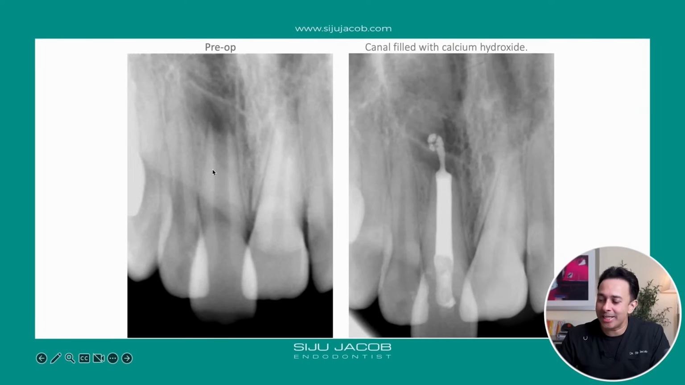This was from almost 20 years ago when we weren't using MTA a lot and the patient couldn't afford it. So what we did here was the patient came with an abscess, so I drained it out and then filled it with calcium hydroxide. You can see it's a bit thick here, and the reason it looks a little more radiopaque is I've used something called Metapex, which is calcium hydroxide mixed with iodoform.